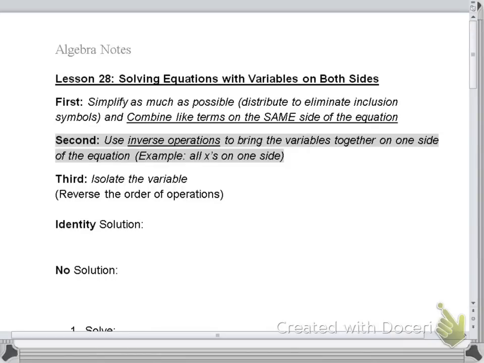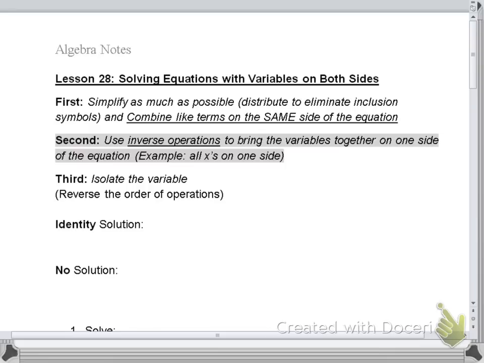Welcome to Lesson 28, Solving Equations with Variables on Both Sides. We're going to start off just reviewing some of the steps you would take when solving equations. The first step, as usual, is just to simplify as much as possible first, which means to eliminate any inclusion symbols and combine like terms.